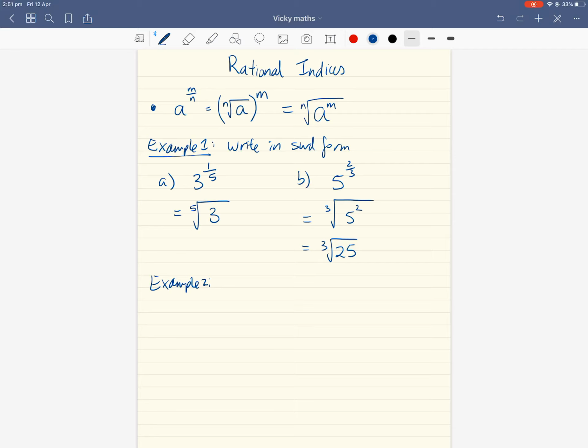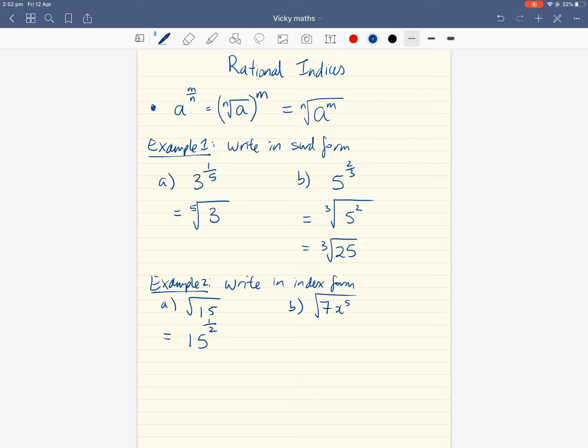Now let's go the other way. Example 2, let's write in index form. Suppose we have square root of 15. How do we write that in index form? Square root by default is 15 to the power of half, because square means 2. Another one, B, let's do 7x to the 5 all square rooted.